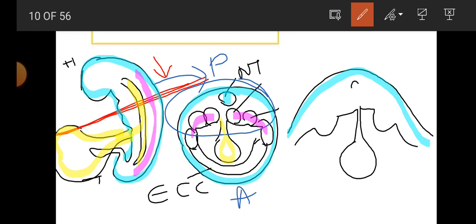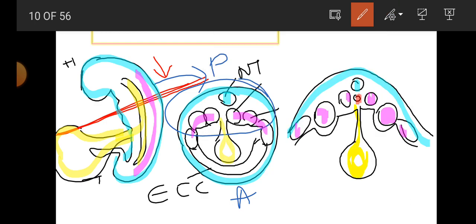And here I have the neural tube. This is the developing aorta. This is the neural tube. And here I have the paraxial mesoderm, intermediate mesoderm, lateral plate mesoderm. Paraxial mesoderm will give rise to the somites. These are the mesoderms.